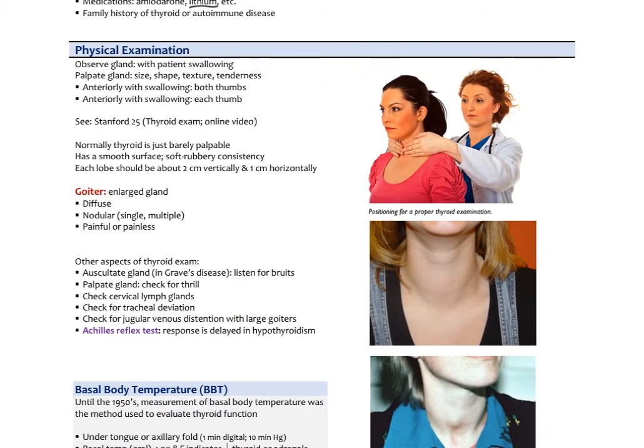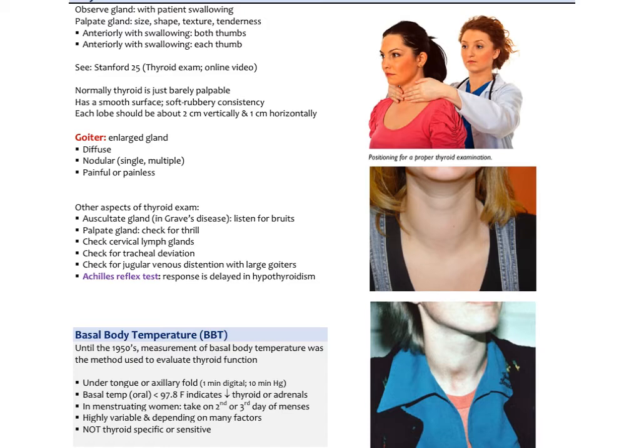Physical exam, we'd want to observe the gland straight on, so from the front. While you're interviewing the patient, you can do this. And maybe have the patient swallow. That's going to move the thyroid gland up and down. We're going to look for bilateral symmetry. Look for the presence of any nodules or general thyroid enlargement.